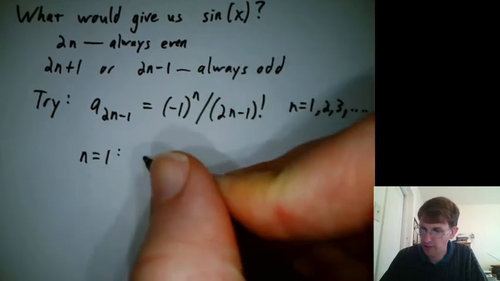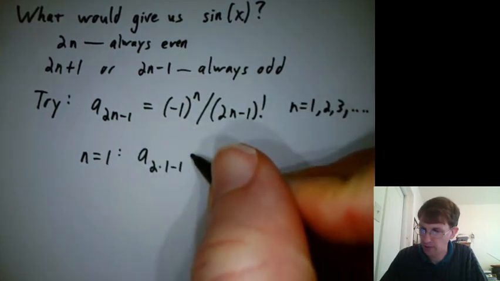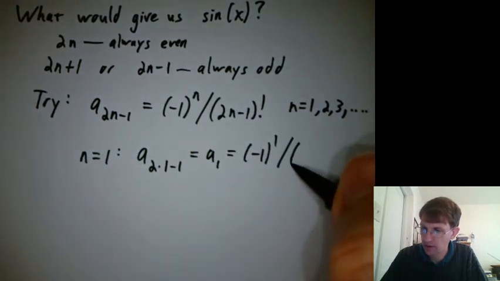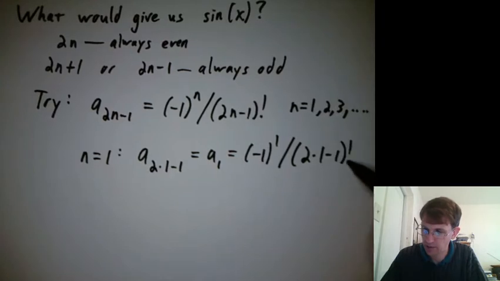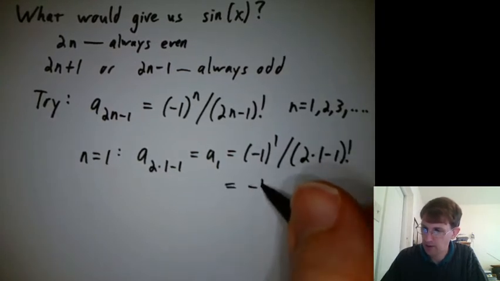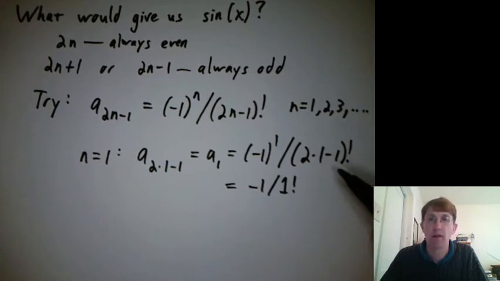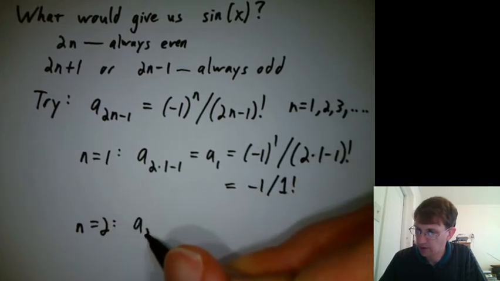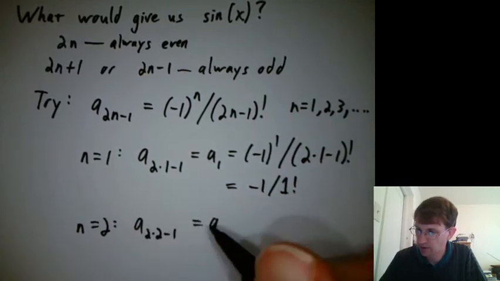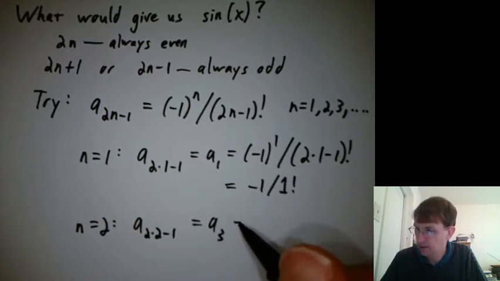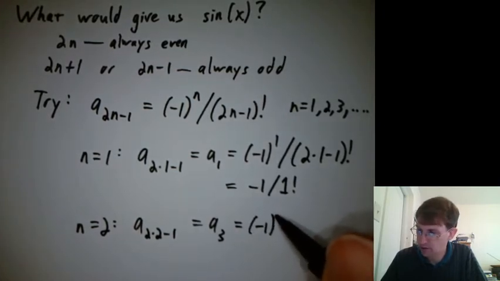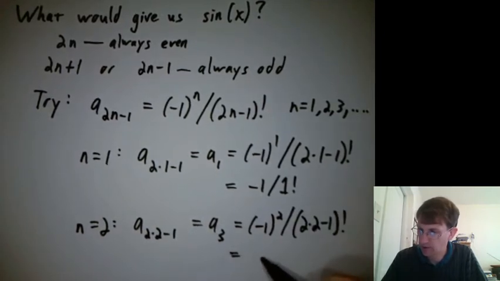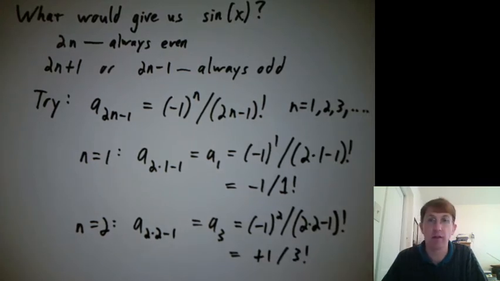At n equals 1, we'd get a of 2 times 1 minus 1, which would be a of 1, which would be negative 1 to the 1 divided by 2 times 1 minus 1 factorial, which is negative 1 over 1 factorial. Let's try another one just to see what happens. Let's try n equals 2. A of 2 times 2 minus 1 is a of 3, which would be negative 1 to the 2 divided by 2 times 2 minus 1 factorial, which would be positive 1 over 3 factorial.